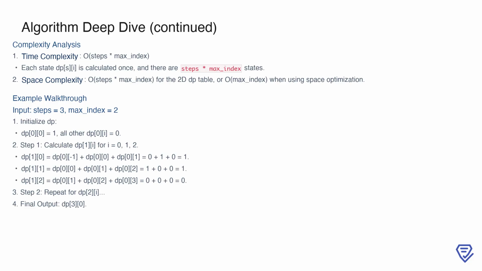To illustrate how this works, consider an example where steps is 3 and max_index is 2. We initialize dp such that dp[0][0] equals 1 and all other dp[0][i] equal 0. For step 1, we compute dp[1][i] for each i. For instance, dp[1][0] equals the sum of dp[0][-1], dp[0][0], and dp[0][1], which evaluates to 0 plus 1 plus 0, which is equal to 1. Similarly, compute dp[1][1] and dp[1][2]. Repeat this process for step 2 and step 3. The final output will be the value stored in dp[3][0].